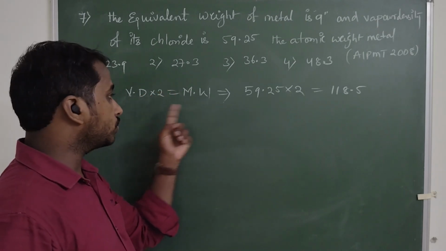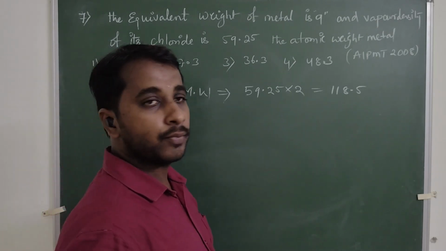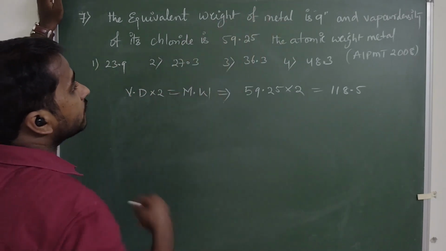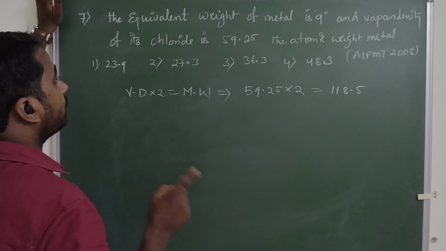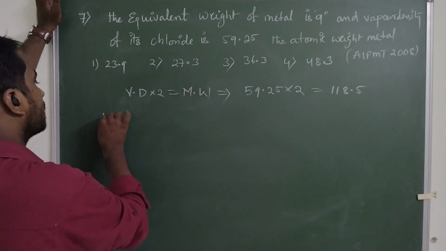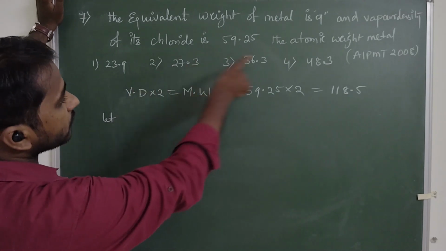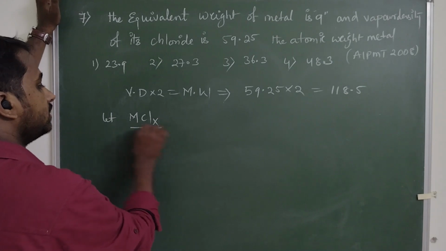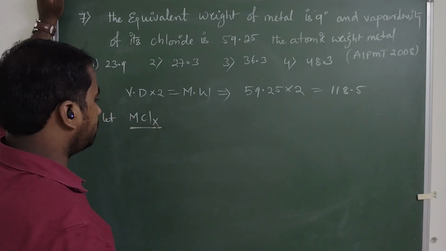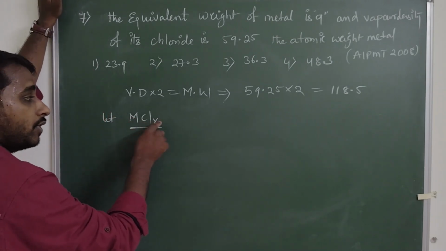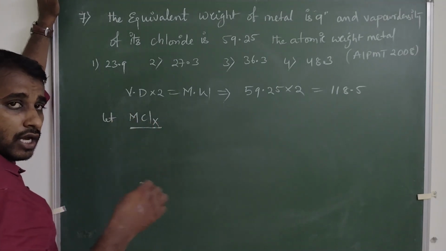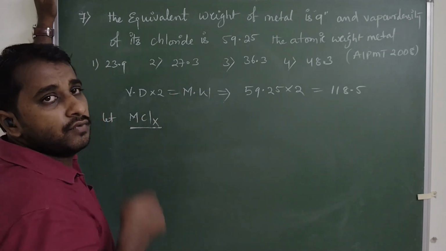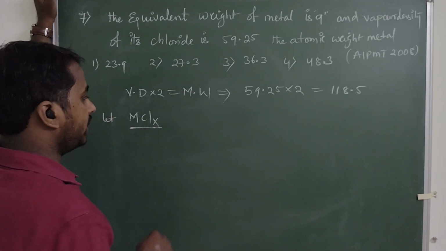Vapor density into 2 is equal to molecular weight, that is 59.25 into 2, which is 118.5. Now the equivalent weight of the metal is 9 and the vapor density is given, and for the chloride, let the metal chloride compound be MClX. The logic you should remember is that the number of chlorine atoms is X. So how many chlorine atoms are connected to the metal? That is nothing but its valency, or we can say equivalent weight.